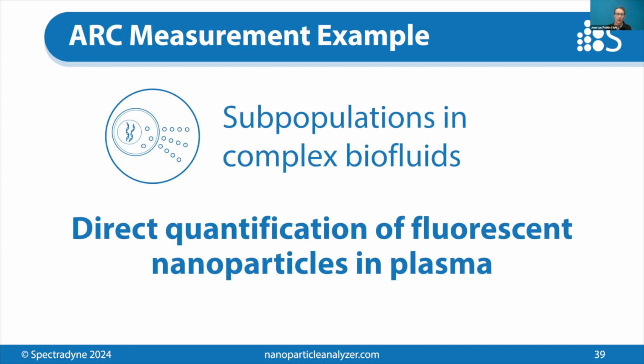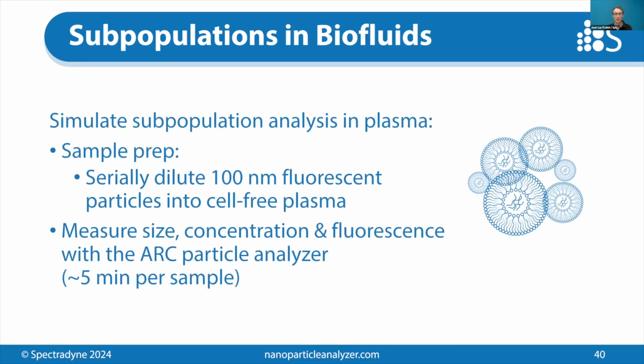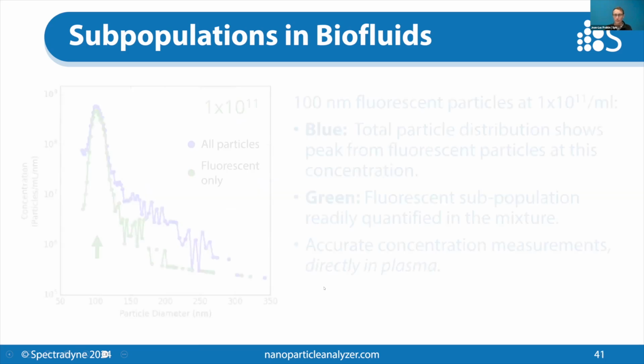And so what we're going to do here is simulate an environment where you've got plasma and a fluorescent subpopulation in there, and ask how well can we quantify that fluorescent subpopulation in the mixture. So what we did was we took plasma and we spiked in, at a serial dilution of concentrations, 100 nanometer fluorescent particles, these are just polystyrene ones, into the plasma. Okay, then we measure each sample on the ARC.